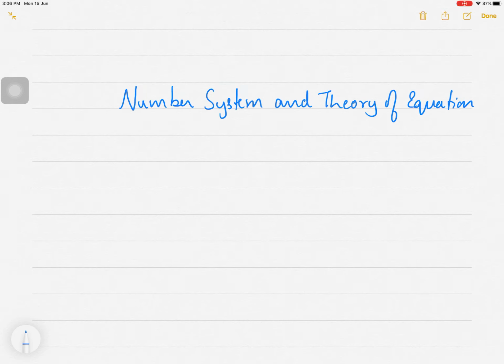Hello students, let's start the last and simplest chapter of this semester, number system and theory of equation. I am saying simplest because you have already studied this at school. We are just revising what we have learned in 8-9 standard. So let's start.